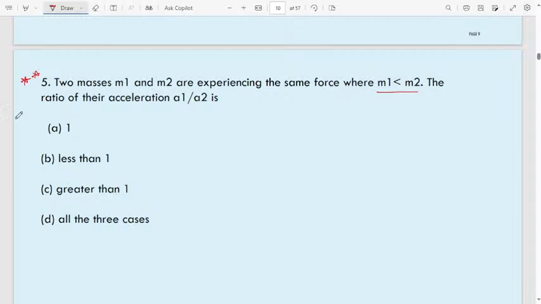Consider simply the ratio of their accelerations, a1 divided by a2. According to Newton's second law, F is equal to ma. Here the force is the same for both objects given. Therefore m1 a1 will be equal to m2 a2 you can consider. Then m1 by m2 will be equal to, I need a1 by a2, no? Better consider that one only.